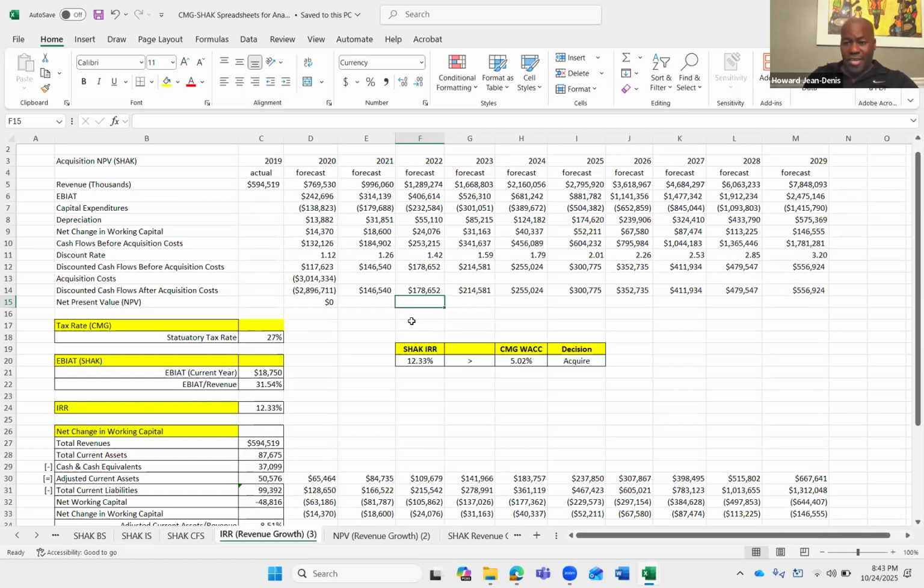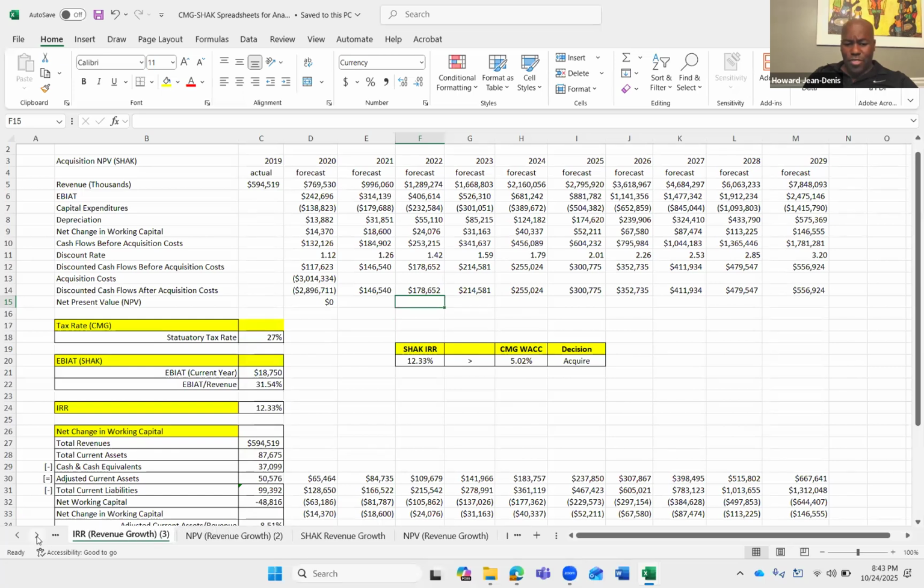And the IRR is basically taking all the discounted cash flows and then finding out what rate sets NPV to zero. So in this case, the IRR is 12.33 and it's bigger than WACC. That's when you want to do a deal. You want an NPV of zero and you want an IRR above WACC. But we did not talk about payback yet. So let's talk about payback.